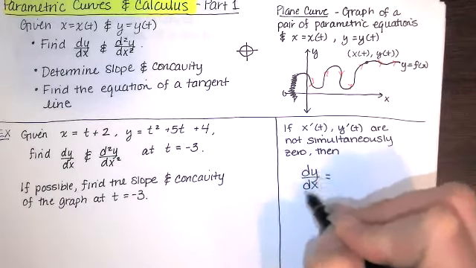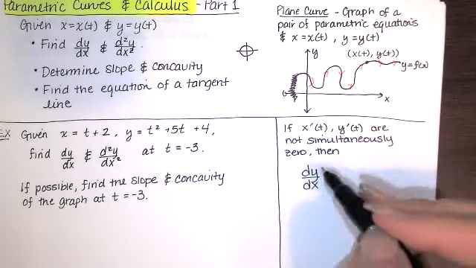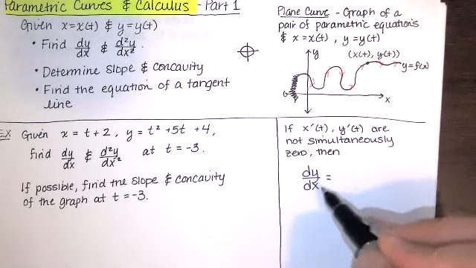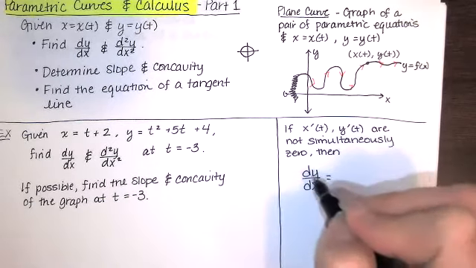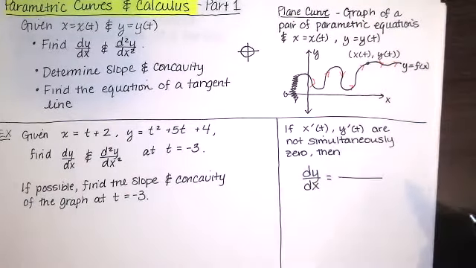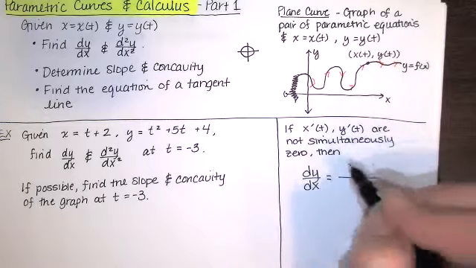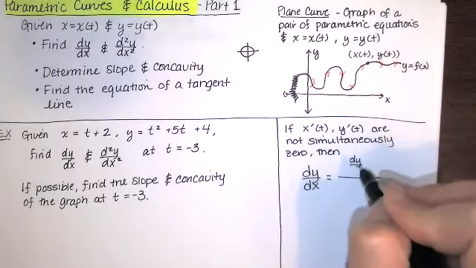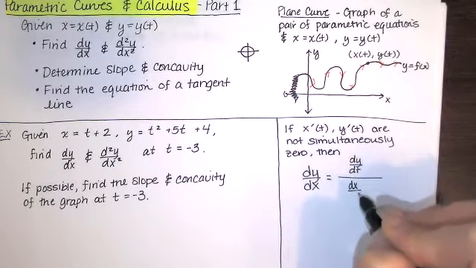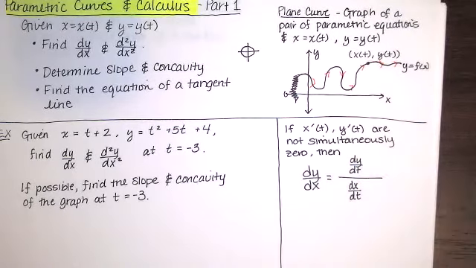Notice that there's no derivative here with respect to time. This is the derivative with respect to x, the instantaneous change in y as x changes. If x is given by x of t and y is given by y of t, you just take the derivative of y with respect to t and divide by the derivative of x with respect to t.